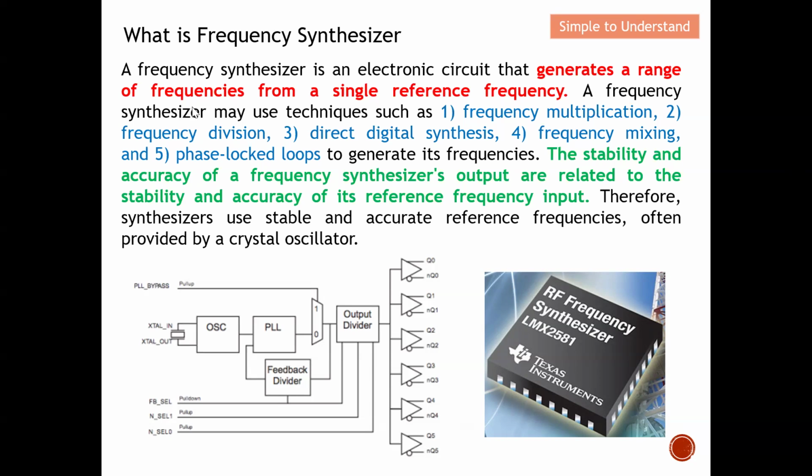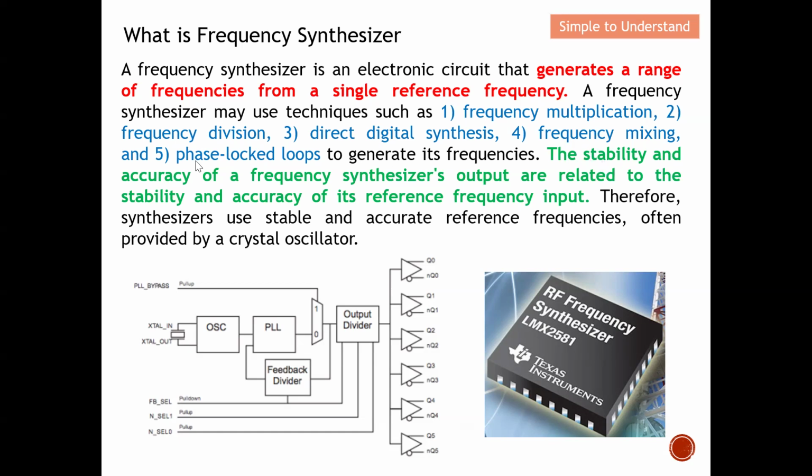A frequency synthesizer may use techniques such as frequency multiplication. So basically you can imagine that when we need to do up conversion, we can simply multiply the frequency. We also have frequency division. When we have a down conversion, then we may apply this frequency division. Direct digital synthesizer. Fourth method, which is the frequency mixing and also the phase lock loop. But like I mentioned earlier, later on, as you can see, we are making use of these three different types of frequency synthesizer.